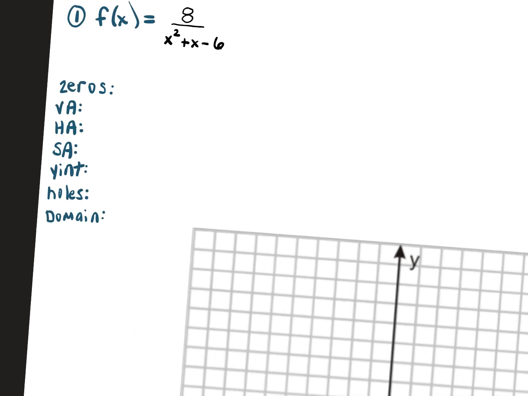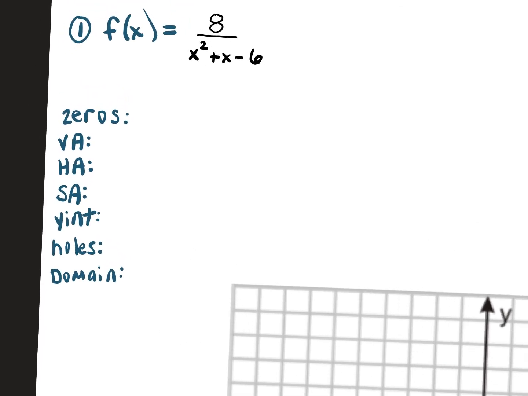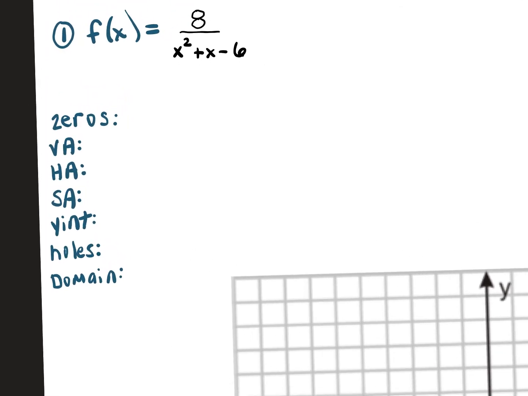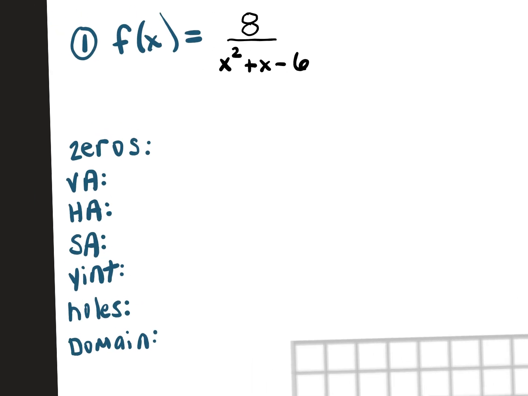So first thing I want to bring to your attention is zeros. What's another thing that zeros is asking you for? X-intercepts. Okay, so make sure that you understand zeros is the same as x-intercepts. We're always going to write our intercepts as ordered pairs, especially since we're putting them on a graph. So make sure that you're writing your x-intercept and your y-intercept as an ordered pair.